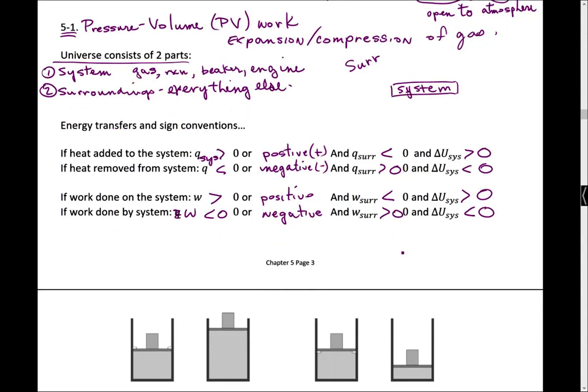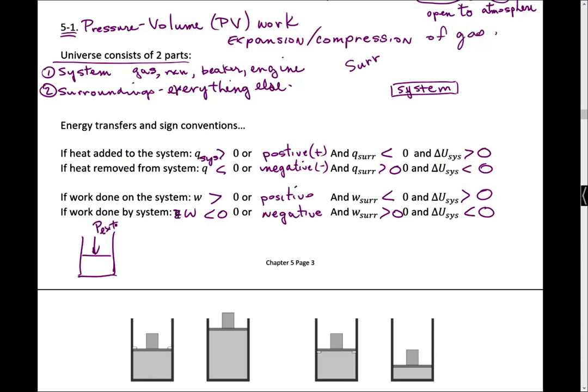Okay, so now what I want to do is talk about work in terms of expansion and compression. So let's say I have a gas, and I have an external pressure on it, and that external pressure is constant. If my gas, whatever I do to it, causes this to go up, that means I'm pushing back the atmosphere. Does that make sense?